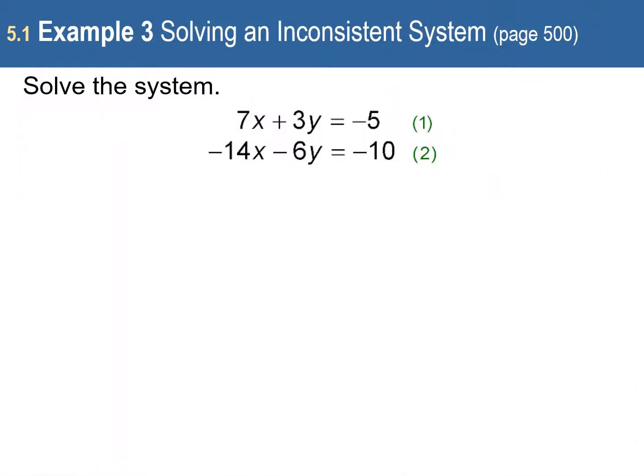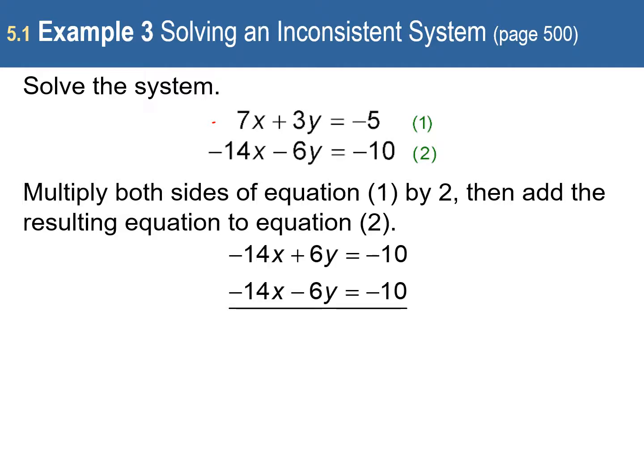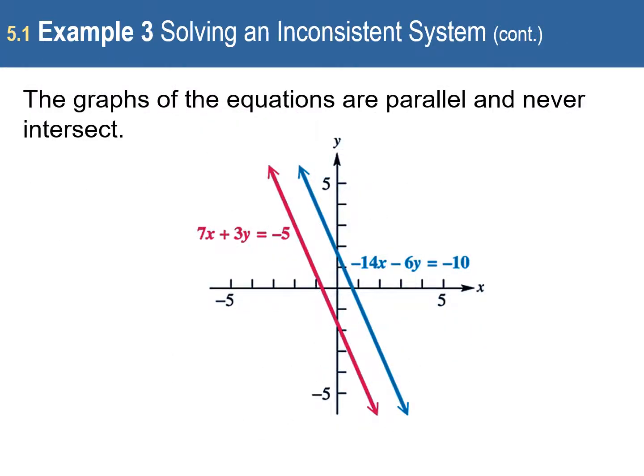Suppose I want to solve the system 7x plus 3y is -5 and -14x minus 6y is equal to -10. I can multiply equation 1 by 2 and add the result to equation 2. When I do that, I get 0 is equal to -20. This is a false statement, and what this tells me is my system is inconsistent. So the solution set is the null set. Graphically, I see I've got two parallel lines that never intersect.